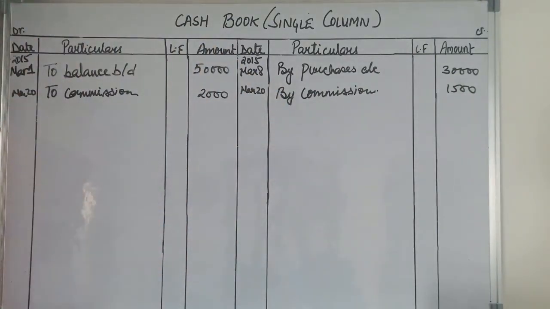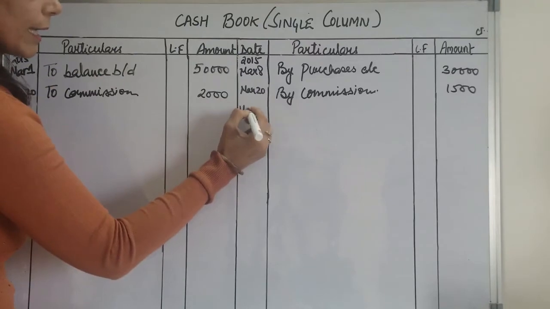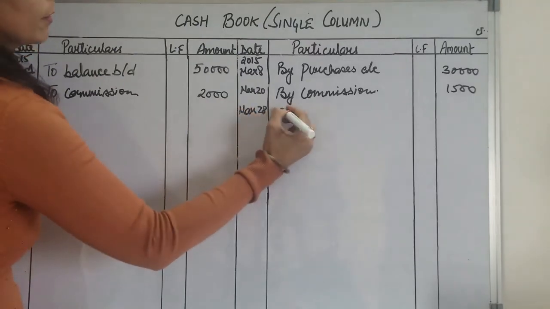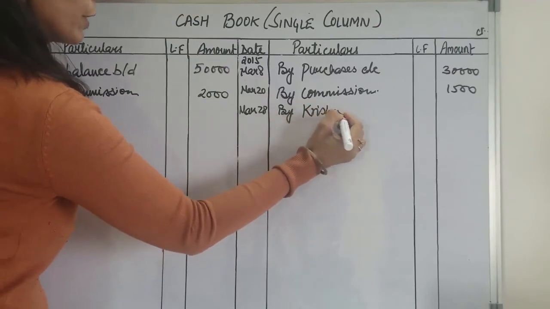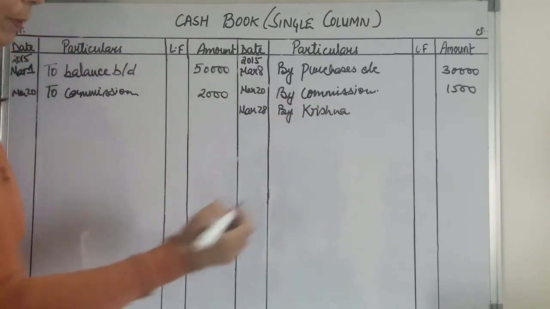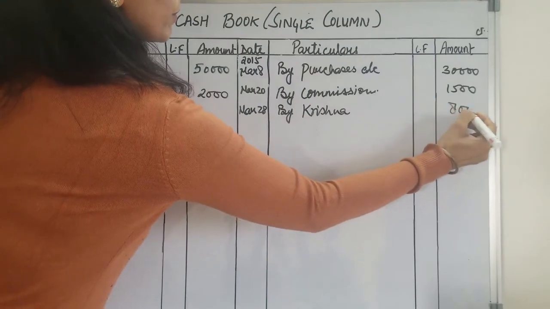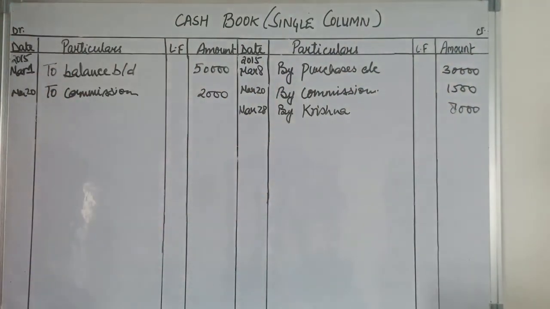Okay. Now the next transaction is on March 28th paid to Krishna on account rupees 8,000. Now again we are making payment to a party. So cash is going out of the business. So it will be recorded in our cash book. So let's just record it like March 28th by Krishna, as we are making payment to Krishna. How much? It's rupees 8,000. So it will be recorded here on the credit side of the cash book.